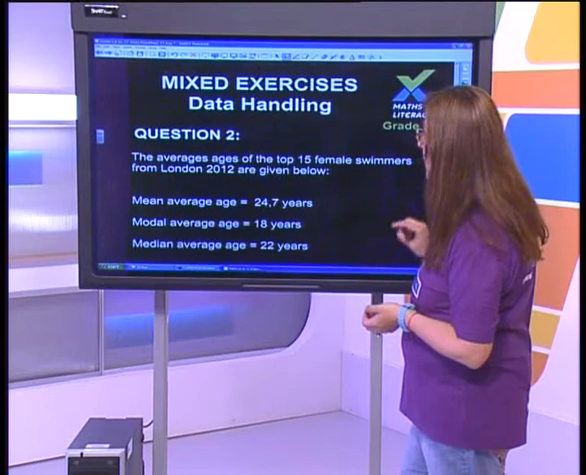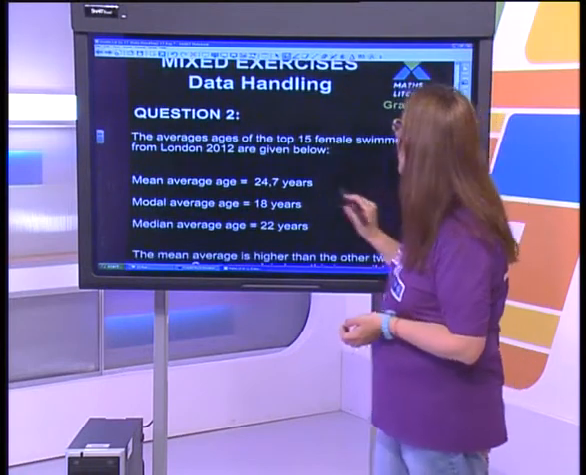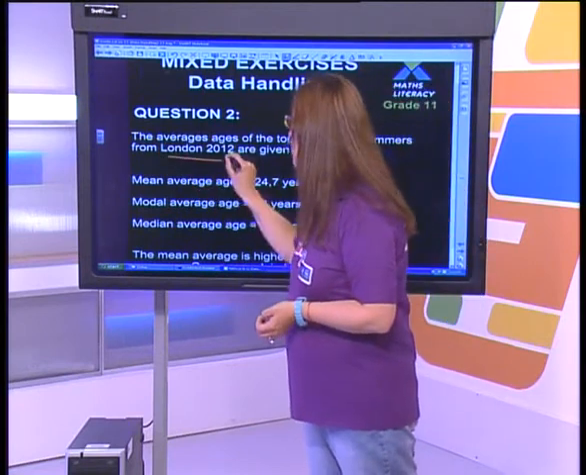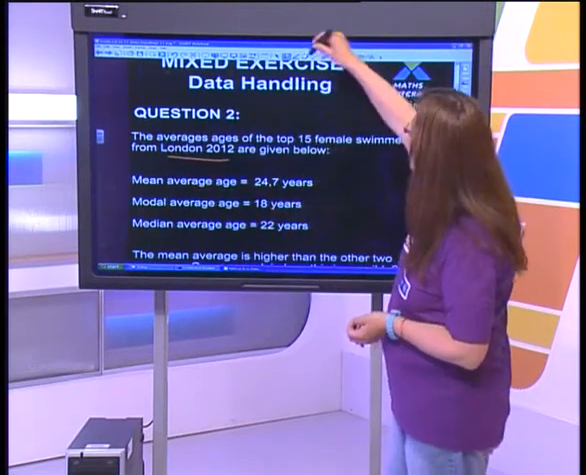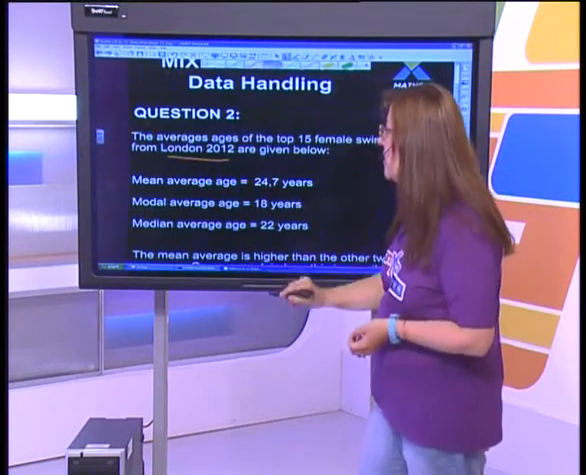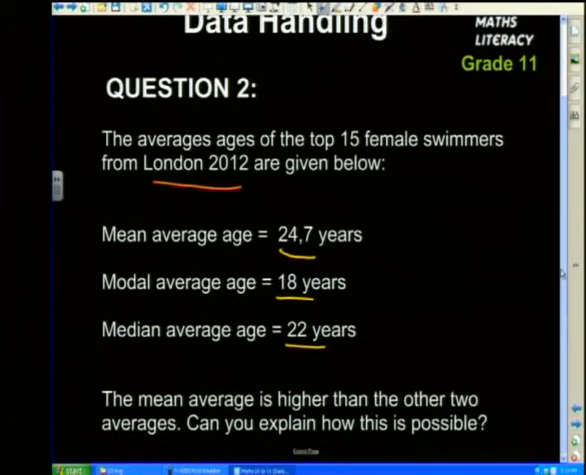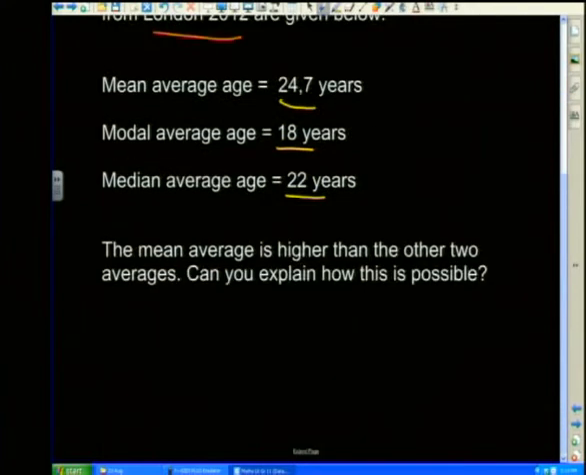Okay. Let's move on to our next question. The average age for the top 15 female swimmers from London 2012 are given below. So what do we know about the ages of our swimmers? The mean age was 24.7 years. The modal age was 18 years, and the median age was 22 years. So those are quite interesting statistics. The mean average is higher than the other two averages. Can you explain how this is possible?